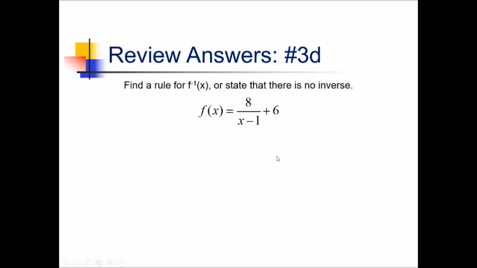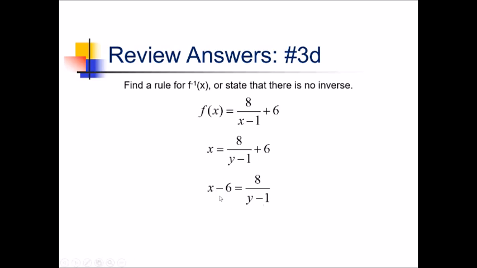To find the inverse on this function, we're going to go ahead and switch the x and y values. So I'll write x equals 8 over (y minus 1), plus 6. And now I have to get y by itself. First step to doing that is to subtract this 6 so I can isolate that fraction. And at this point, I would prefer y to not be in the denominator, so I'm actually going to take the reciprocal of both sides of the equation.